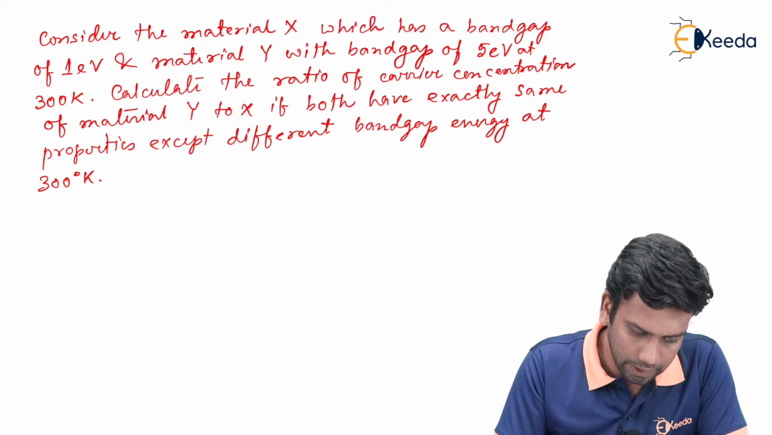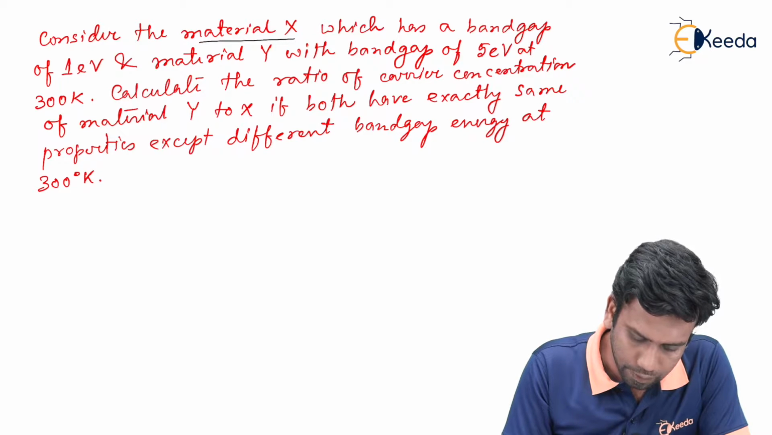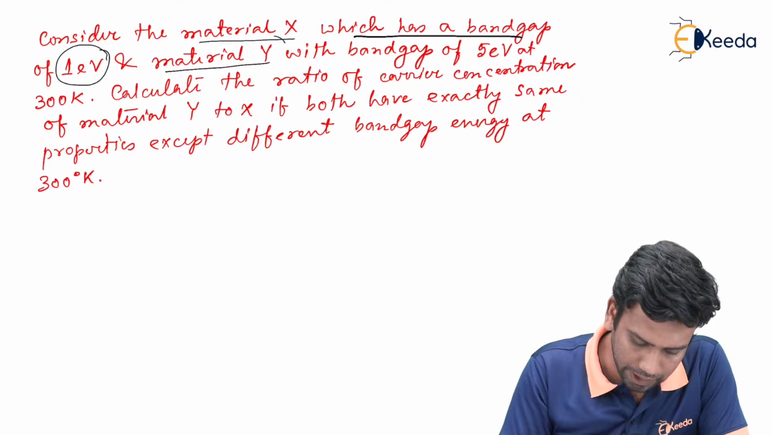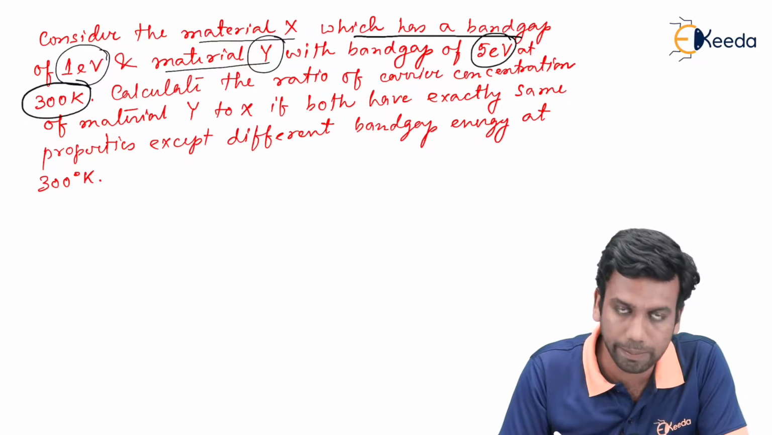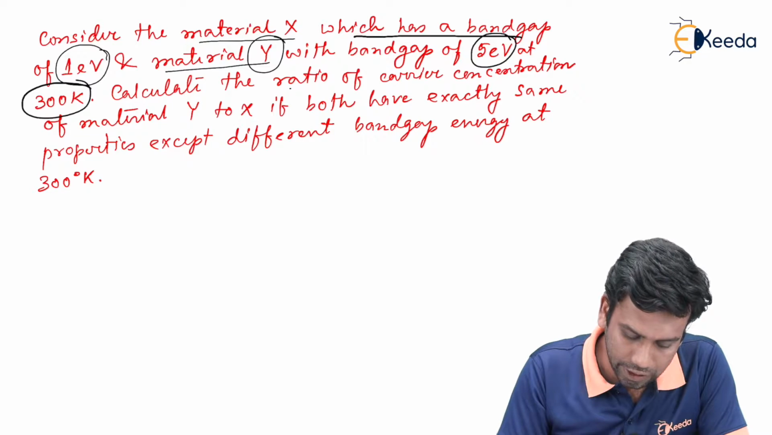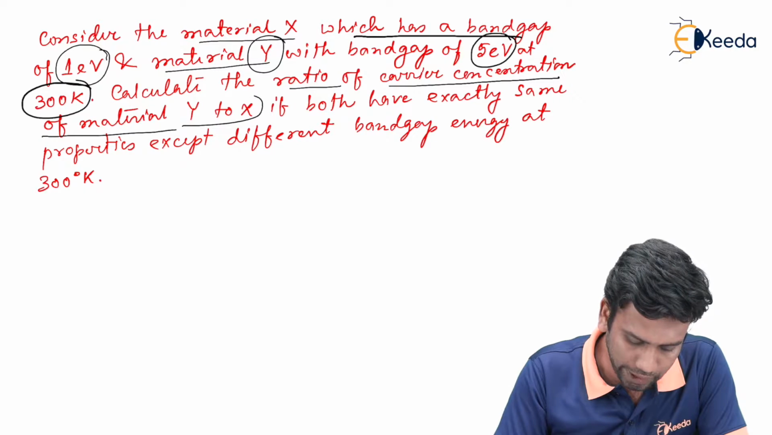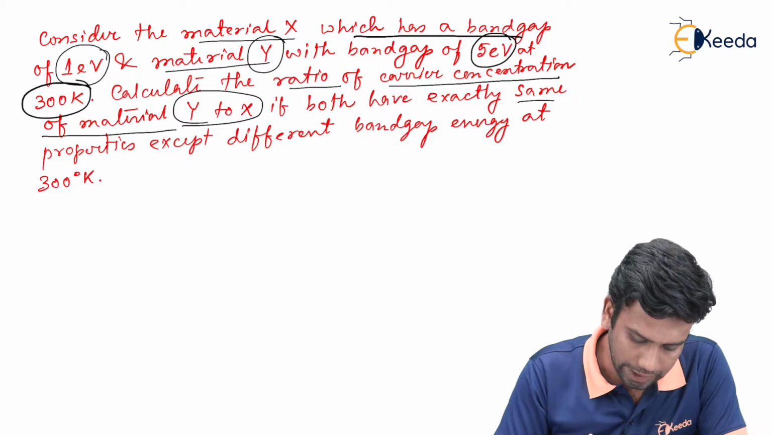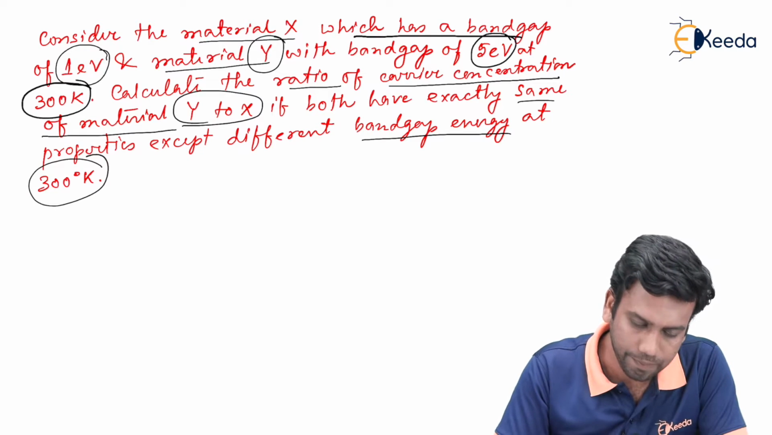In this given numerical, it is written that consider a material X which has a band gap of 1 electron volt and material Y with a band gap of 5 electron volt at T equals 300 K, that is at room temperature. Calculate the ratio of the carrier concentration of the material Y to X if both have exactly the same properties except different band gap energy at T equals 300 K.